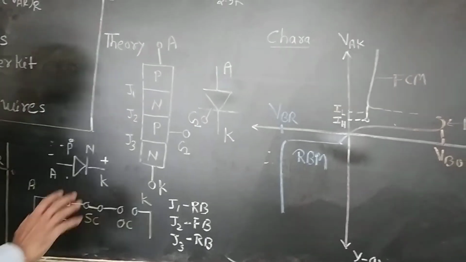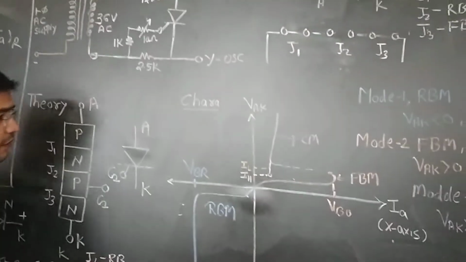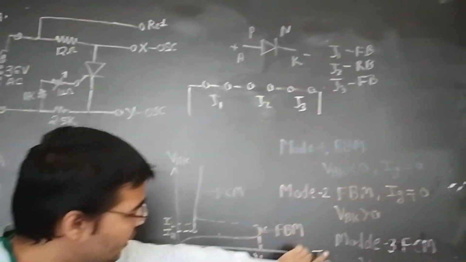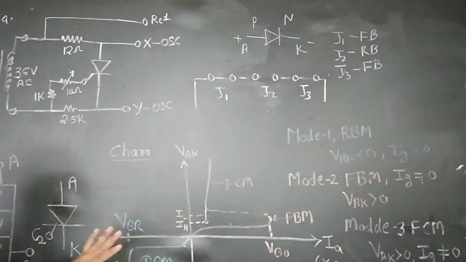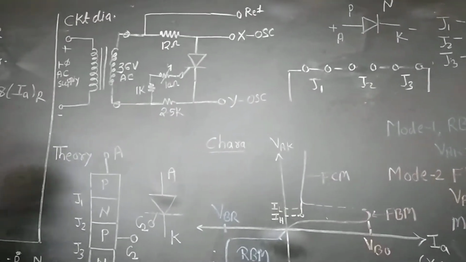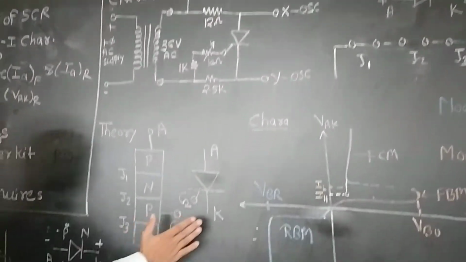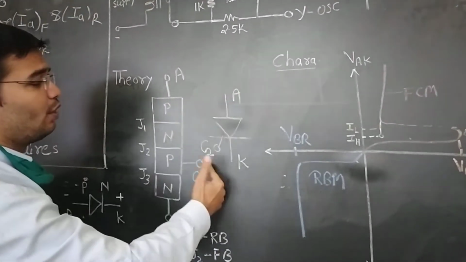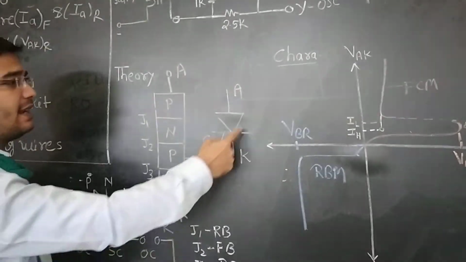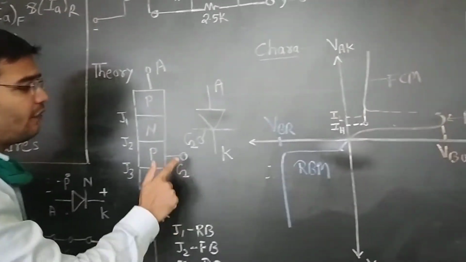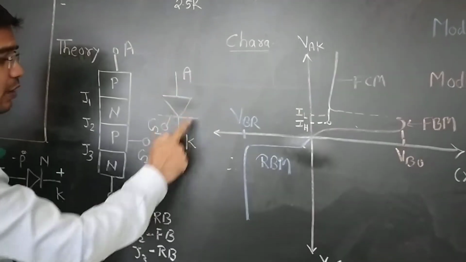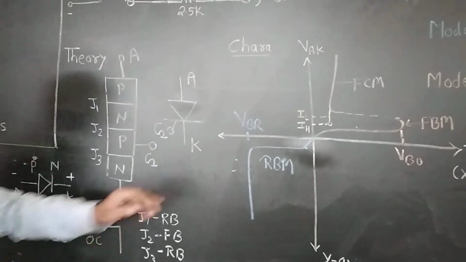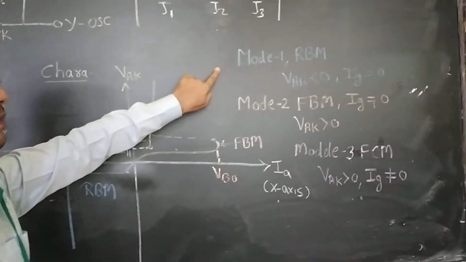So one by one, to understand these characteristics, we first understand them in three modes: first mode, second mode and third mode, right? One by one I will explain all the mode operations. Before explaining the mode operation, first I will discuss the symbolic representation of the SCR. This is the symbolic representation of the SCR. The SCR looks like a diode, but with one difference: it has one gate terminal, so anode, cathode and gate, three terminals are required, right?